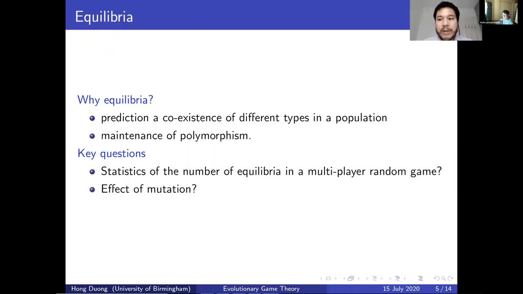Studying equilibrium points for dynamical systems is important. It predicts the coexistence of different strategies in the population and provides information about the maintenance of polymorphism in the population. Due to the randomness of the models, we are interested in two important questions. The first question: what is the statistics of the number of equilibria in a multiplayer random game? The second question: what is the effect of mutation?